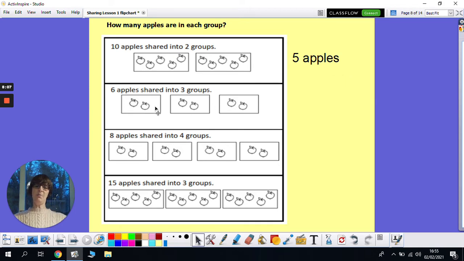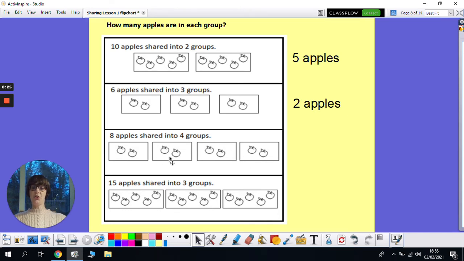See if you can tell me how many apples there are in each group here. Yeah, that's an easy one, isn't it? There's 2 apples in each group. There's just 2 and 2 and 2. 3 groups with 2 apples. How about this one?